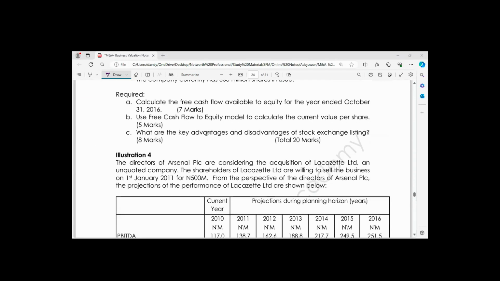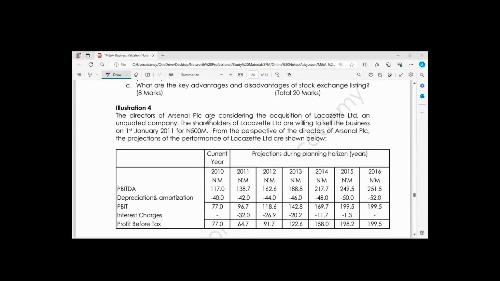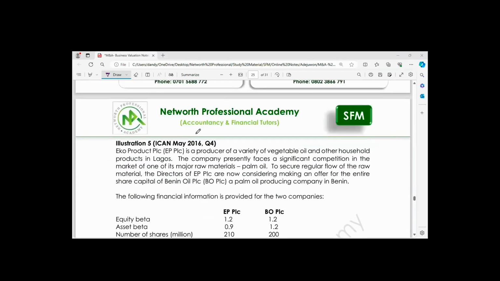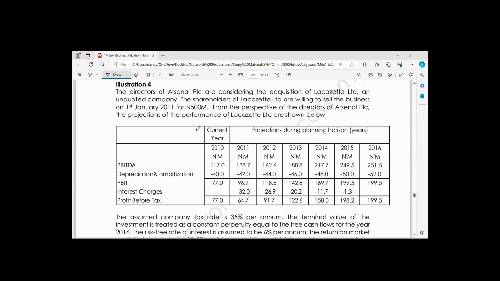All right. Yes, let's go to illustration number 4. Go to illustration number 4, the directors of Arsenal PLC. Please, who will read for us? Let me just read. The directors of Arsenal PLC are considering the acquisition of Lacazette Limited, an unquoted company. The shareholders of Lacazette Limited are willing to sell the business on 1st January 2011 for 500 million naira. This 500 million naira represents the purchase consideration. That's the purchase consideration.